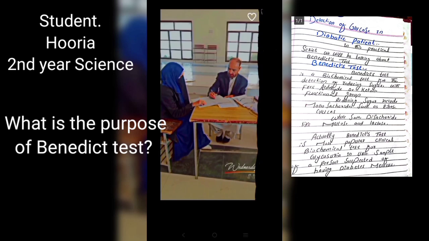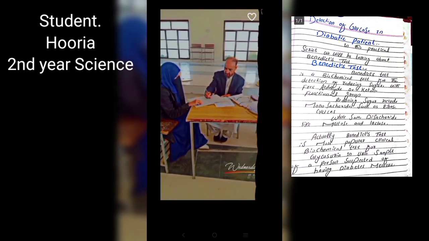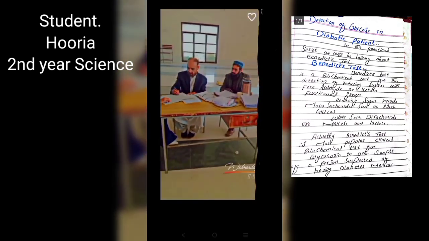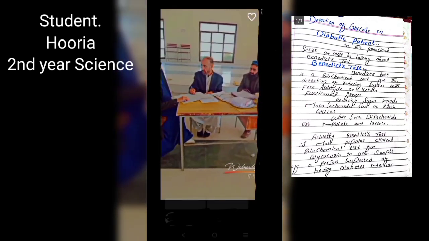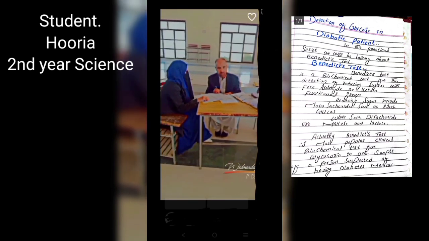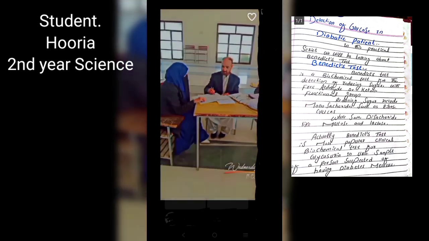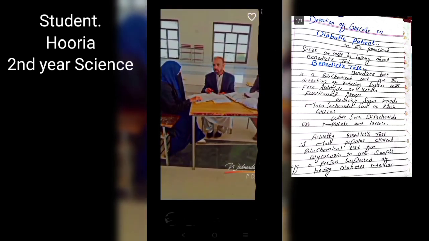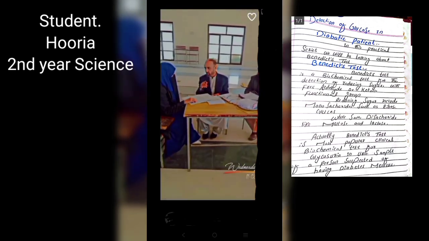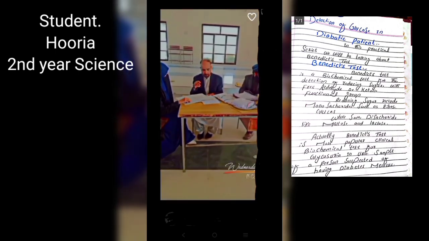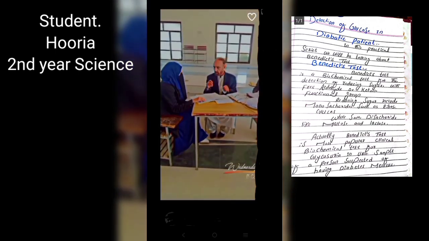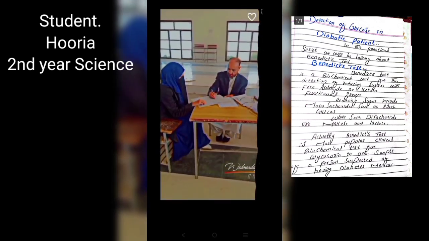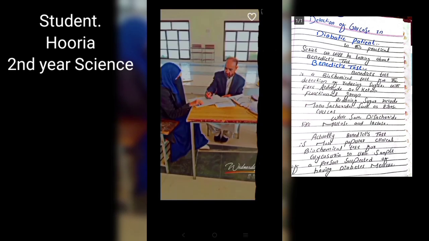What is the purpose of Benedict test? In this practical series, we will be talking about the Benedict test. Benedict test is a biochemical test for the detection of reducing sugar with free aldehyde or ketone functional group, especially alpha hydroxy ketone. Reducing sugars include monosaccharides such as ribose and glucose, while some disaccharides like maltose and lactose.